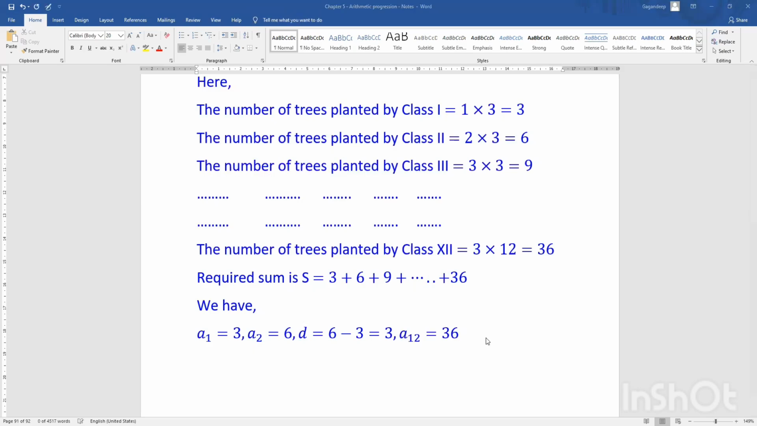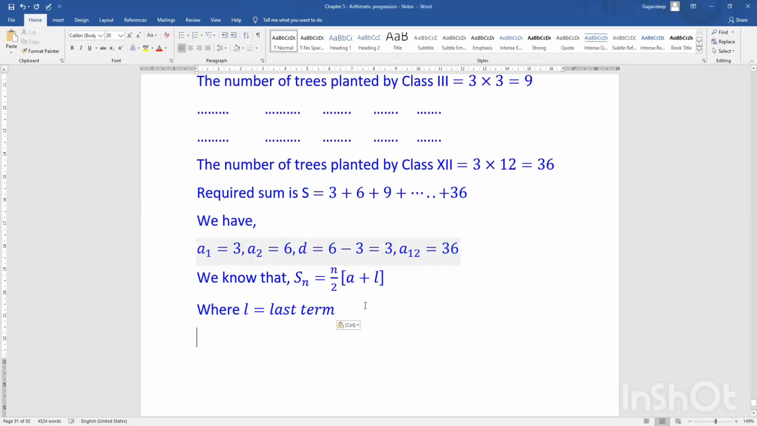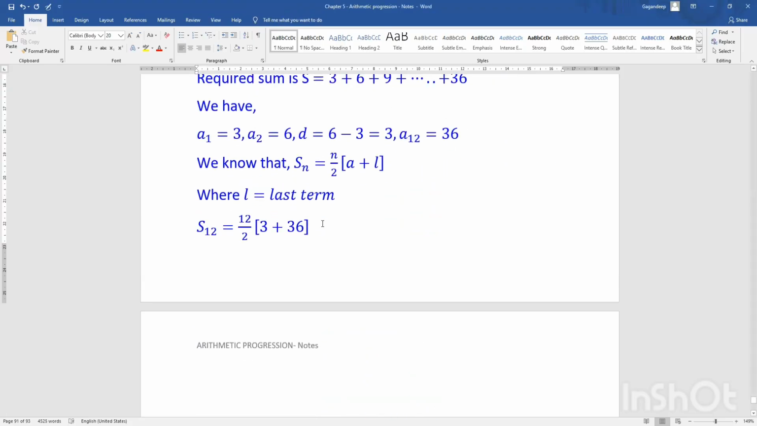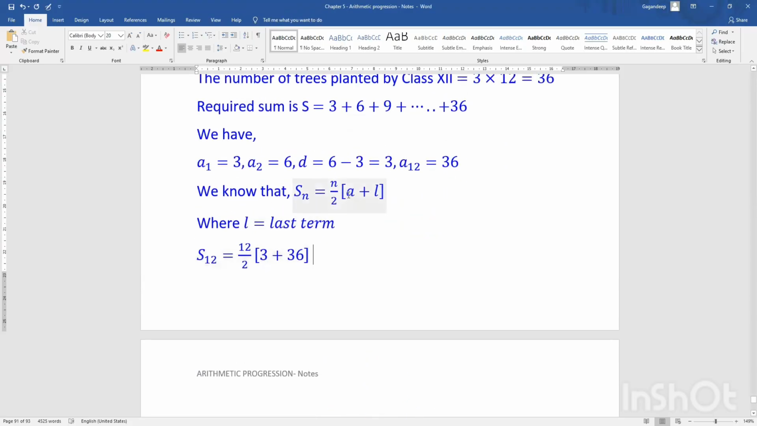Then we know that Sn is equal to n by 2 into A plus L, where L is the last term. So S12 is equal to 12 by 2 into 3 plus 36, because A is 3 and L is 36. And then 12 by 2 is nothing but 6, into 3 plus 36 is 39. So 6 into 39 will give you 234.